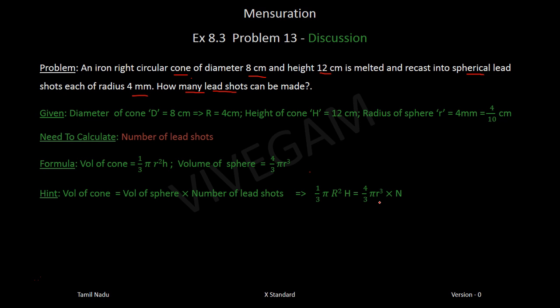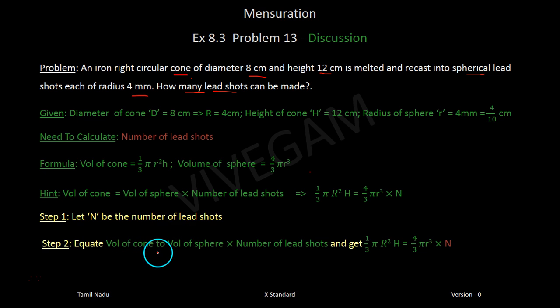So let's list the steps. Let n be the number of lead shards. Equate the volume of the cone to the volume of the sphere multiplied by the number of lead shards. The cone is getting recast into spheres. Since each sphere is small, you will get many spheres, so you'll have to find how many there are. That needs to be multiplied by the spherical volume, and that will be equal to the volume of the cone. So equating, we get this equation.